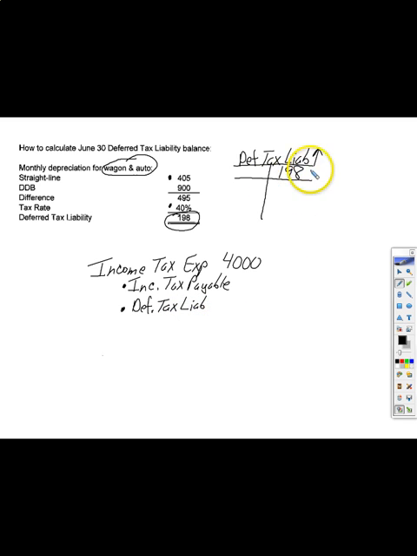So since we know this is 198, I'm going to just go ahead and plug that there, and then you will plug to make this balance 3802 to your income tax payable. So when you're doing June, there will be that.